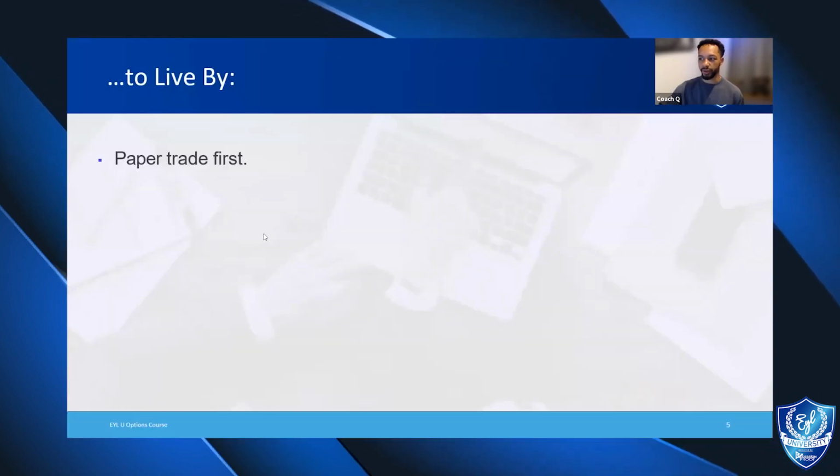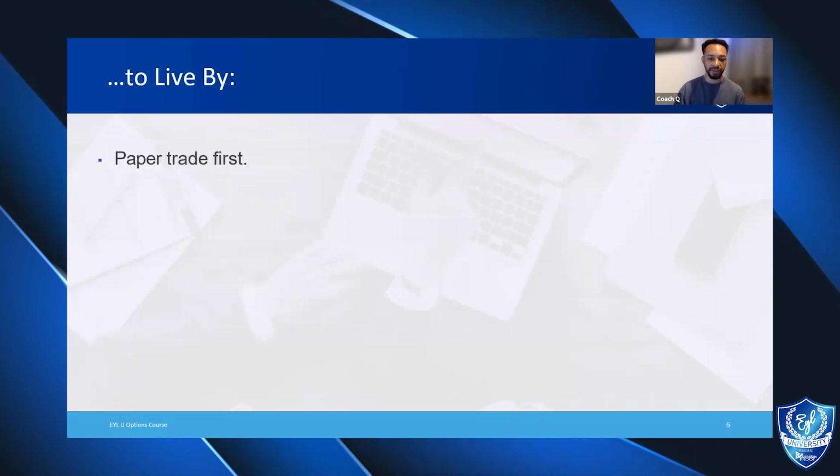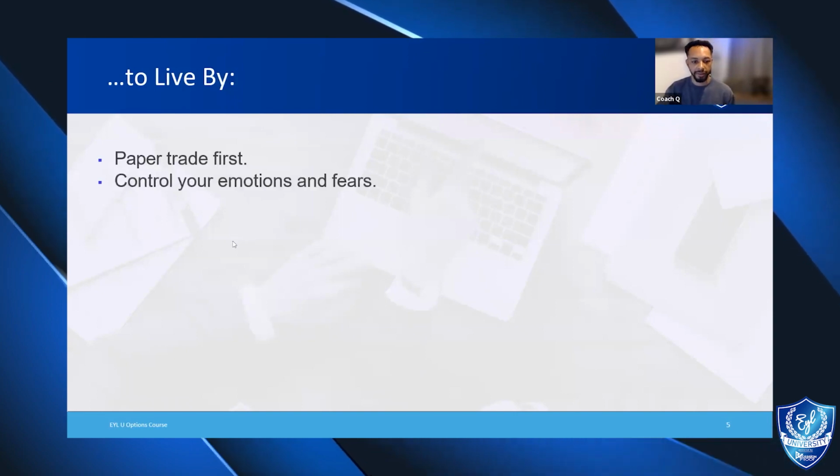So trading rules, we want to start talking about different ways that we can make sure that when we're starting to trade, what are some techniques, some skills that we can work with, and how we can start paper trading first. So what are some ways that we can start to implement certain strategies and aspects to help with creating different ways to be able to live by when we come to stock options and trading.